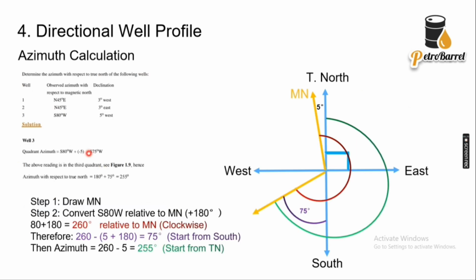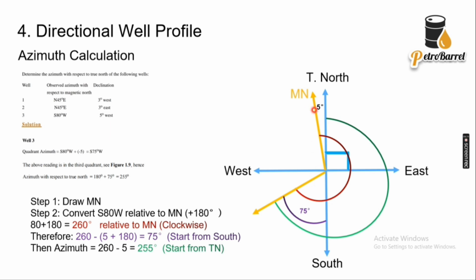According to the last example, the azimuth, not corrected, according to the magnetic north is south 80 degrees west, and the declination is 5 degrees west. Simply S 80 degrees W, you are here, in the southwest quad. So the first step, we make the declination, which he said is 5 degrees west.